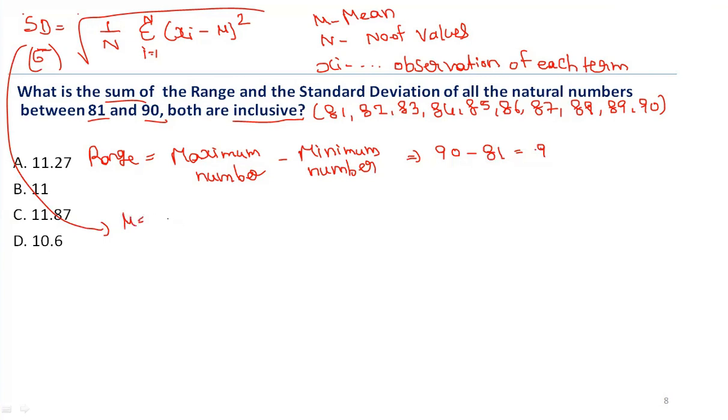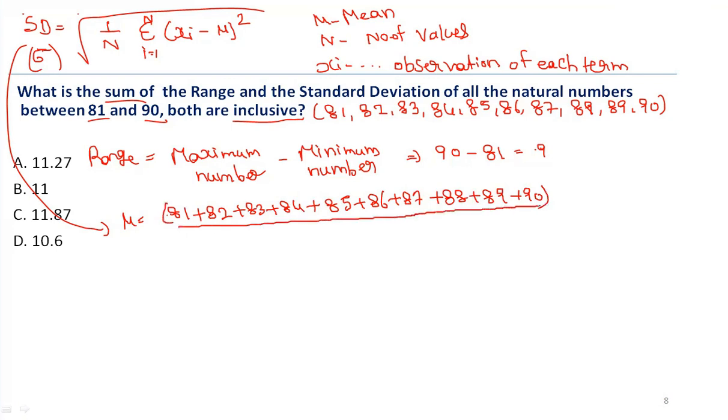Mean is nothing but the sum of observations by the number of observations, right? So the sum of observations means 81, 82, 83, 84, 85, 86, 87, 88, 89, and 90. These are nothing but the observations that we are having. So the sum of observations means the addition of these values, and then divided by 10 because we are having 10 observations. Okay. So how much is the value? The value is nothing but 85.5. So the mean value, that is mu, is nothing but 85.5.